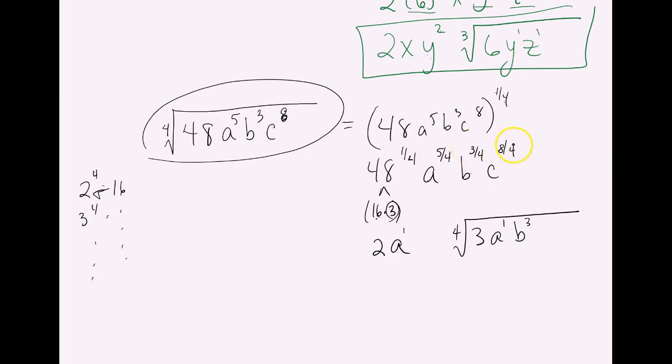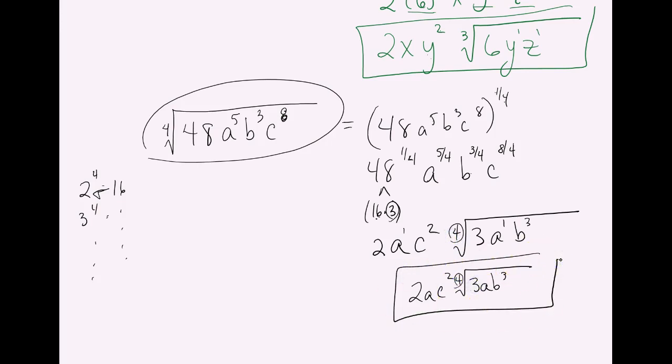And then c to the 8/4. Well, 8 divided by 4 is 2. And there is nothing left over, so that means there will be no c term underneath. So this would be your final answer. You don't need to write all of the little ones, but you do have to recopy that. Make sure you're recopying the index, okay? And that would be your final answer.